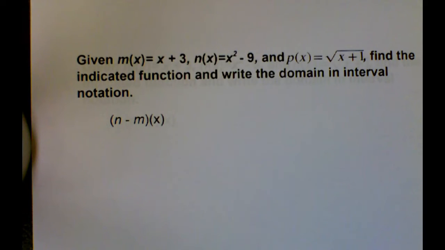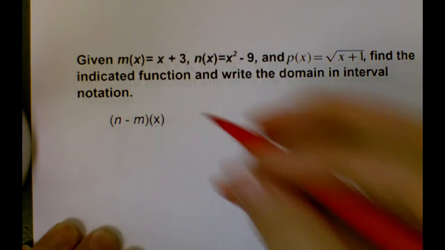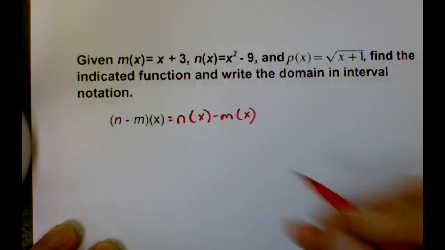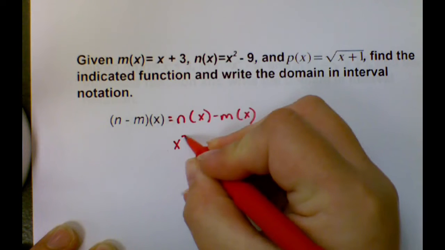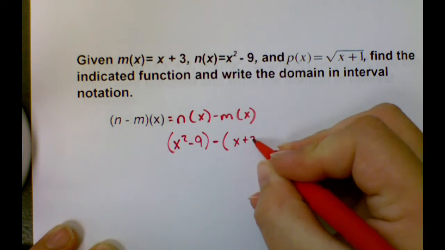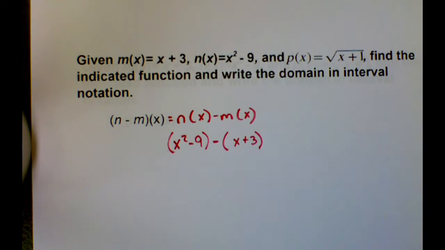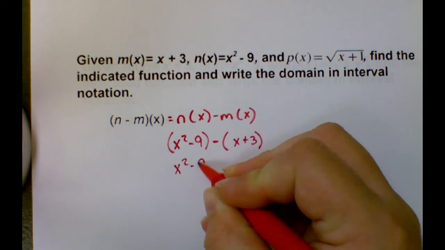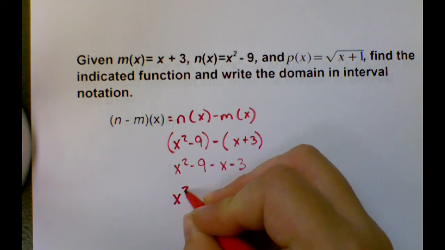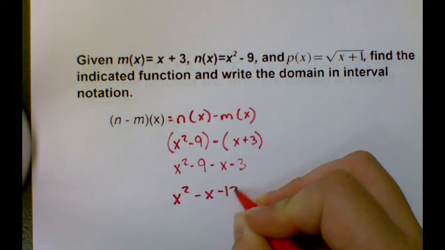Now we're going to do the same thing, but we're going to use x's. We're not going to actually plug in a number for x. And then we're going to write the domain in interval notation. So n minus m of x. We just take n of x minus m of x. Well, n of x, it says right here, is x squared minus 9. I'm going to subtract m of x, which is x plus 3. Now I just have to simplify this. I'll distribute my subtraction, x squared minus 9 minus x minus 3, and then write it in standard form, x squared minus x minus 12.